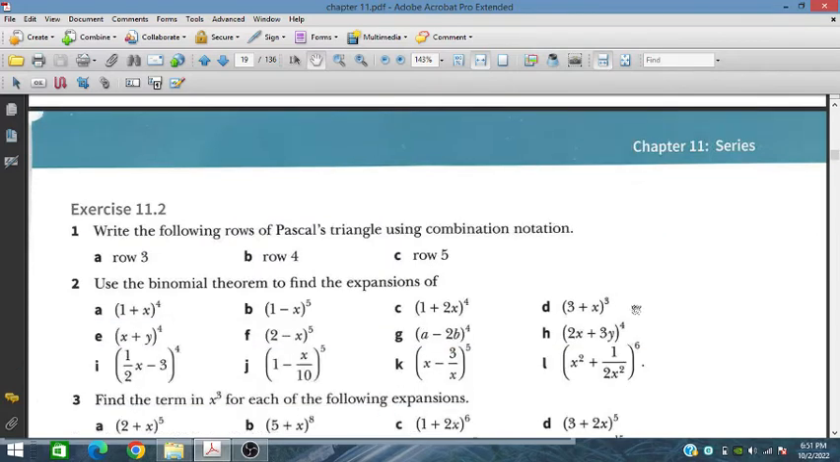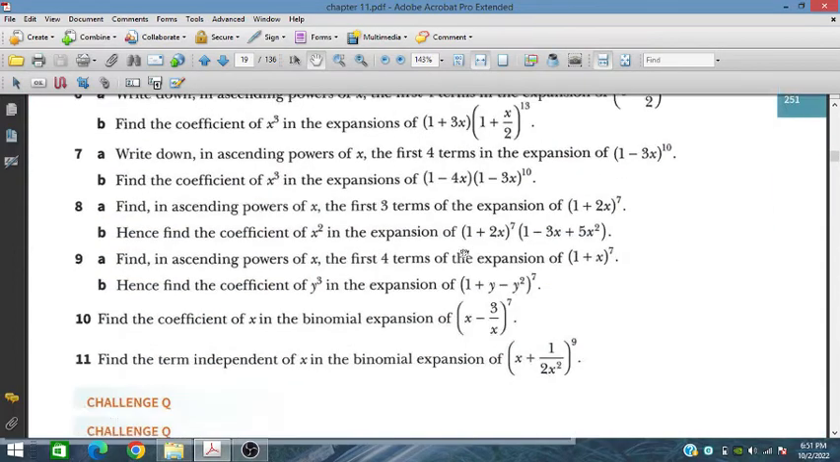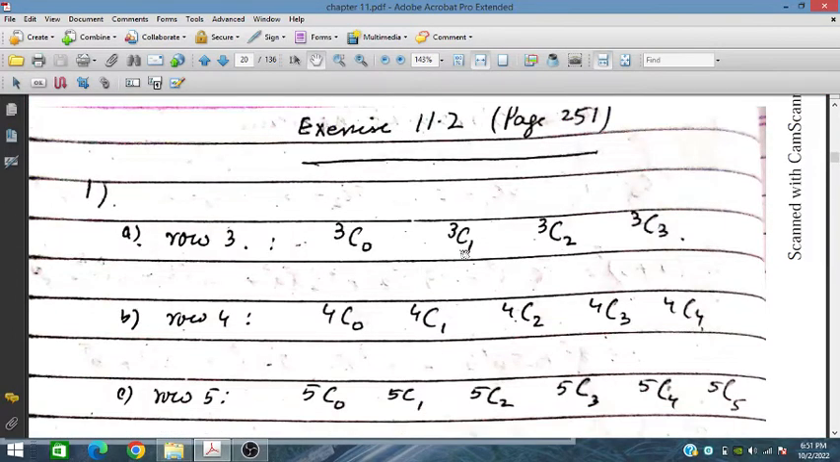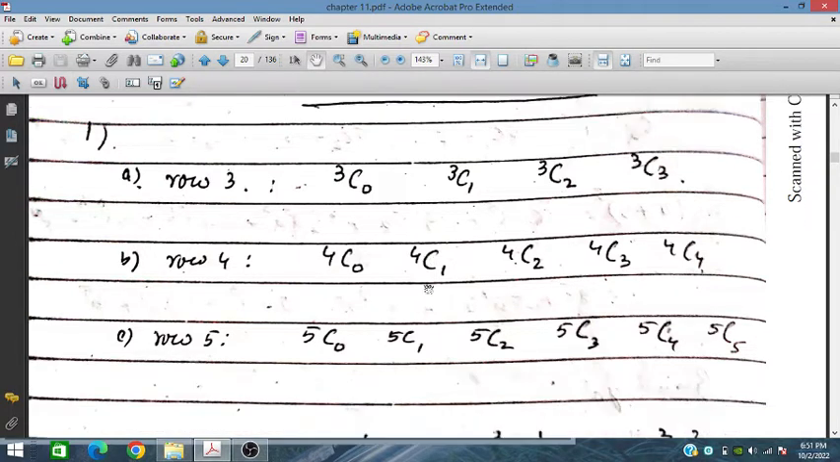For exercise 11.2, write the following rows of Pascal triangle using combination notation, rows number 3, 4, and 5. Row number 3 is written as 3C0, 3C1, 3C2, 3C3. Row number 4: 4C0, 4C1, 4C2, 4C3, 4C4. And similarly for row 5: 5C0, 5C1, 5C2, 5C3, 5C4, 5C5.